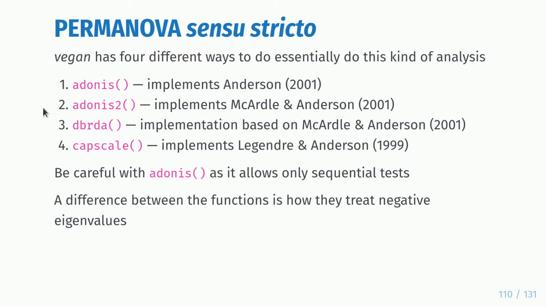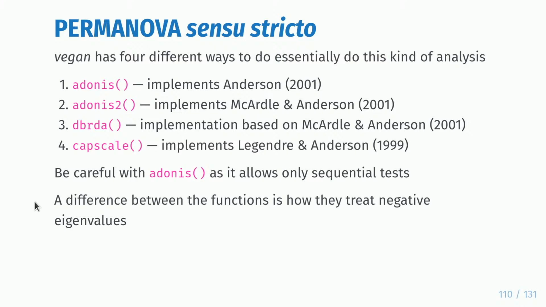We also have distance-based redundancy analysis, which is another technique. Distance-based redundancy analysis does directly decompose the matrix, but it is a slightly different way of doing it, with different handling of negative eigenvalues and things like that. capscale is the classical distance-based redundancy analysis of Pierre Legendre and Marty Anderson. And so this is how the different functions map onto the different papers. As I said, be careful with adonis. Really one of the main differences between them, in terms of what they actually do, is how they treat the negative eigenvalues.